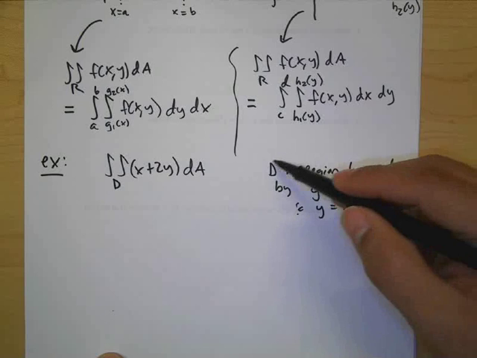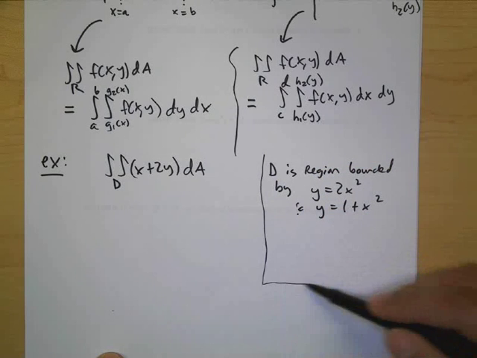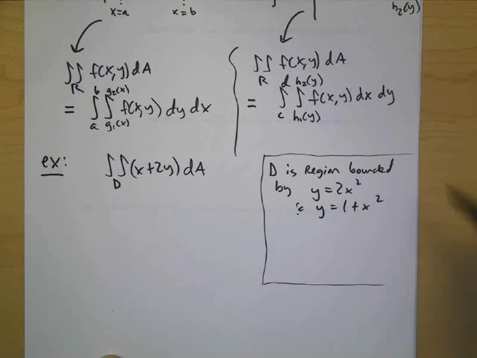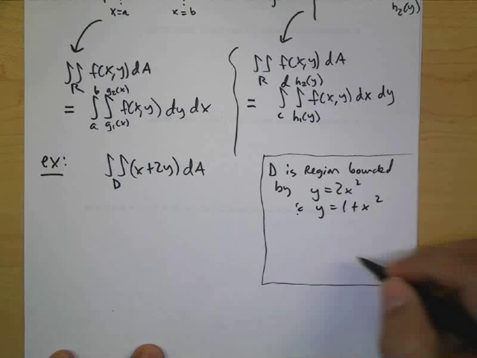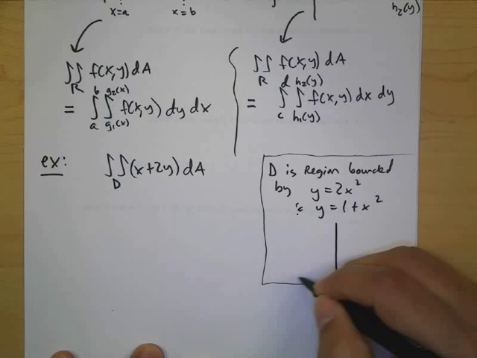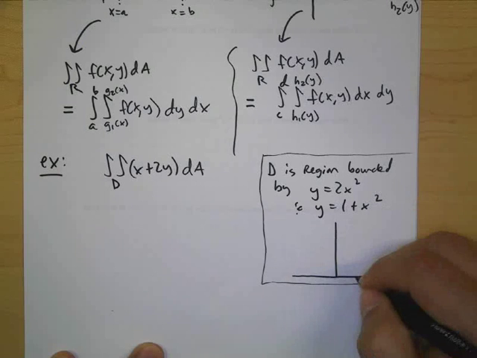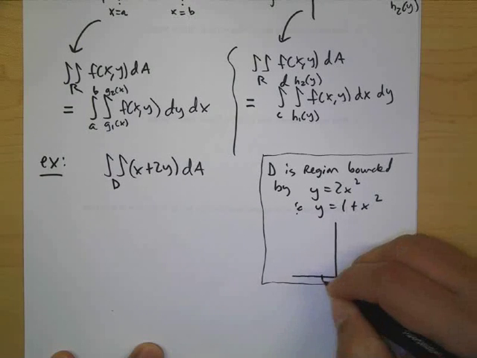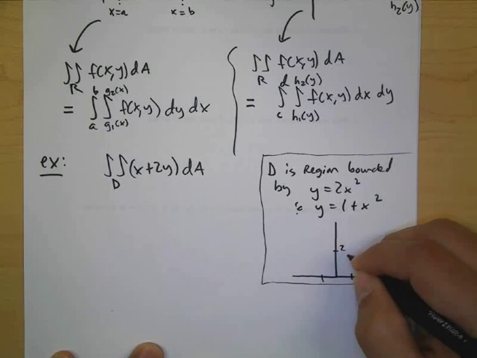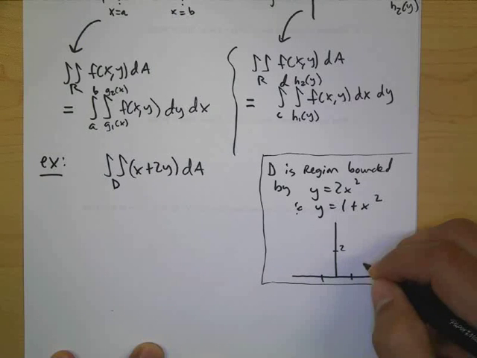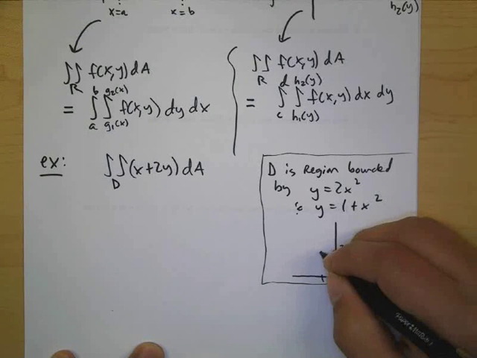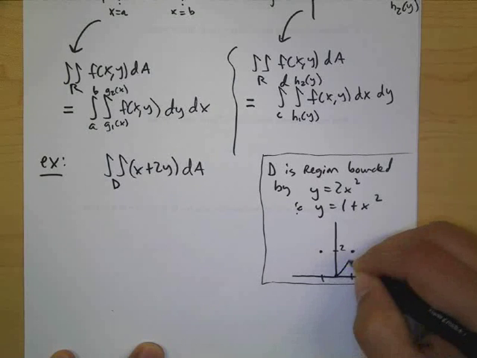Okay, so if we do this, I would recommend sketching the region so that you know what the region looks like and then determining what bounds to use from there. Okay, so 2x squared looks something like that.